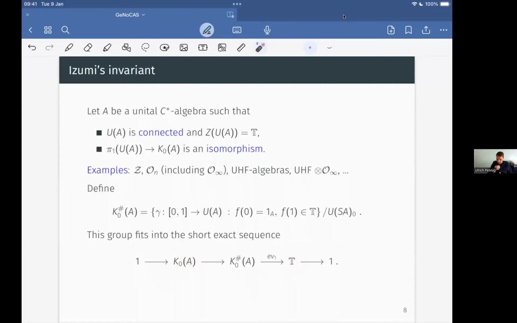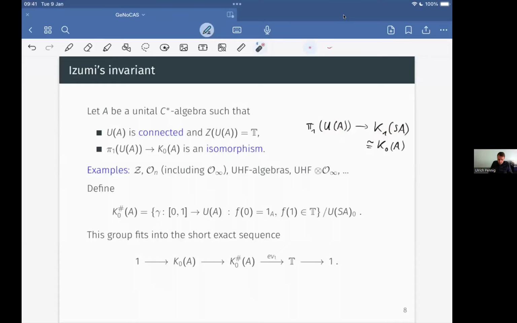May I interrupt for a second? The canonical map from pi 1 of UA to K0 of A, can you say easily what it is? Yes, so I have a map from here to K1 of SA, and then I use Bott periodicity. This is given by a loop in the unitary group starting and ending at 1, so that I can interpret as a K1 element for here, and then I use Bott periodicity. Okay, thank you.